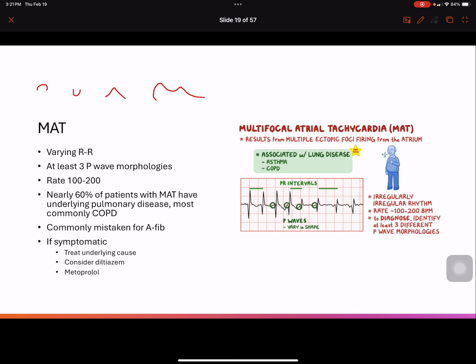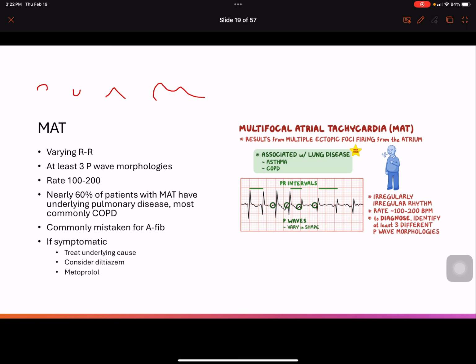So varying R to R, varying P to R, we have at least 3 P wave morphologies, and nearly 60% of patients that have this dysrhythmia have some type of COPD or pulmonary disease. It's commonly mistaken for AFib, but we're going to talk about AFib. In AFib, there are no discernible P waves. And in atrial tachycardia, there are discernible P waves, and they just shift in morphology.